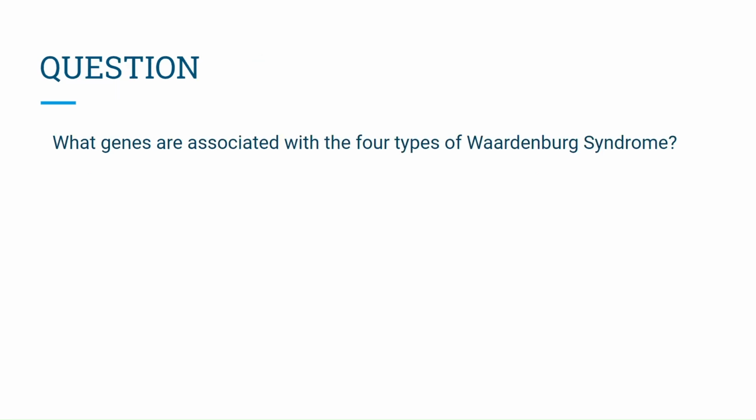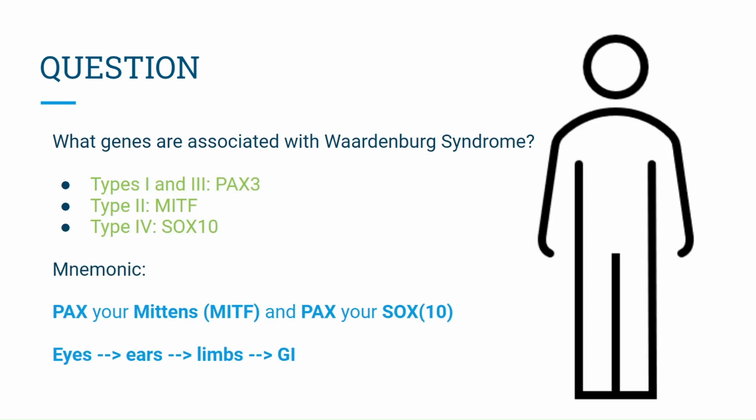So just as a little refresher, I know we talked about it ad nauseum, what are the 4 types of genes associated with Waardenburg? So if you're not saying PAX your mitts, PAX your socks at me, or at least skipping this part of the video, then we'll go over it one more time. So type 1 and 3, PAX, type 2, MITF, type 4, SOX10. PAX your mitts, PAX your socks.